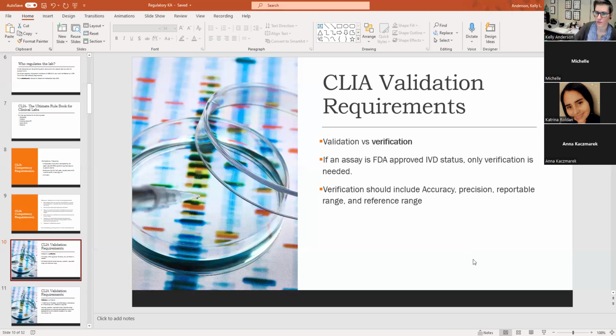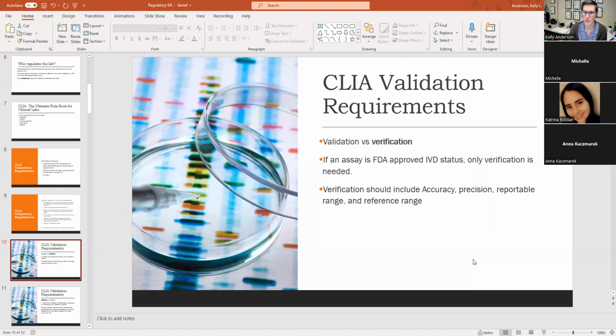So what is the difference between validation and verification? If an assay is FDA approved IVD, which is in vitro diagnostics, basically that company that made that assay has gone through such rigorous testing of that assay that the FDA has approved it, and you don't have to redo all that testing that was already done. So you just need to verify that it works for your population. If it has not gone through FDA approval, you pretty much have to do everything yourself to prove that it is safe to test patients with that assay.